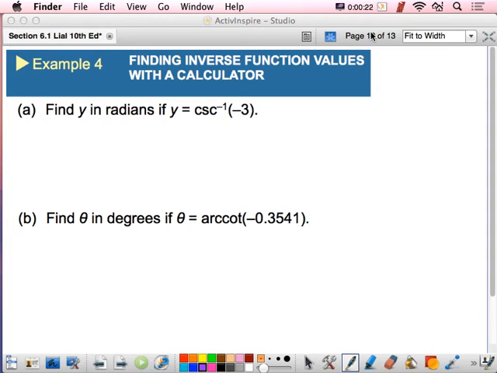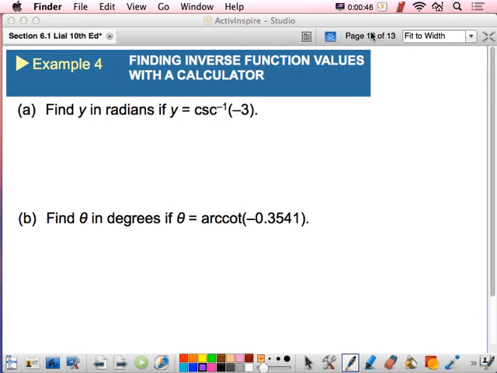So for this first problem, we want to find y in radians if y is equal to the inverse cosecant of -3. Can cosecant even be -3? Remember, sine and cosine have to be between -1 and 1, and cosecant and secant have to be outside of that. They just can't be between. So -3 is outside of that, so we should get an answer for this.